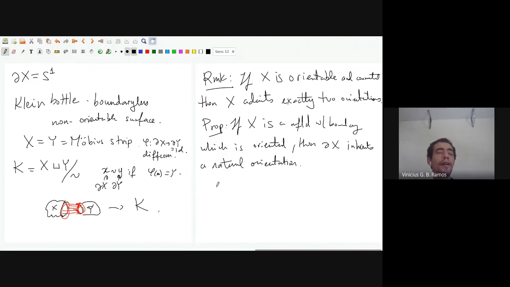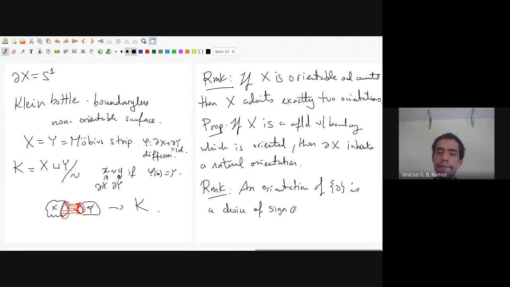Before this proposition, I should say that I haven't quite defined it, but we can also talk about a zero-dimensional vector space being oriented, and a zero-dimensional manifold being oriented. So this is maybe another remark: an orientation of a zero-dimensional vector space is a choice of sign. A sign is a number, either +1 or -1. And that's going to induce what it means to have an orientation on a zero-dimensional manifold.